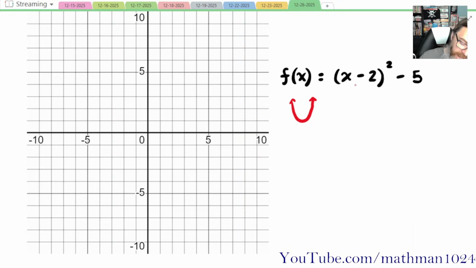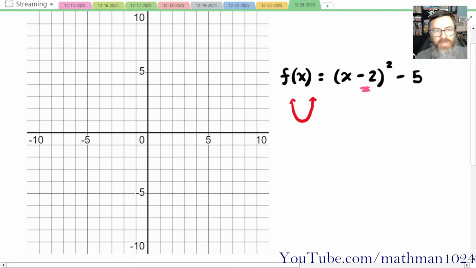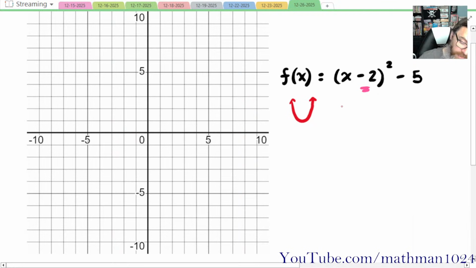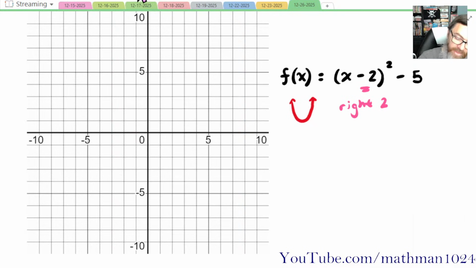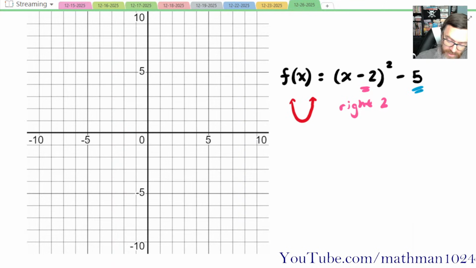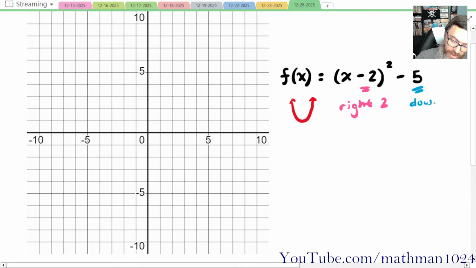So when we have a number inside the function, so this is inside the square, this means that we are going to shift horizontally, but the opposite of what we see. So even though I see a minus 2, that means I'm actually going to move to the right 2 units. And I've got this minus 5 that's out here, and this minus 5 is outside the square. The square is not affecting that guy. So we do exactly what we see there, and we move vertically. So that means here we're going to go down 5 units.